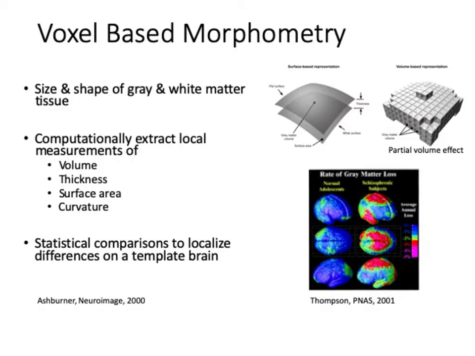In order to make statistical comparisons between multiple subjects for specific regions, each of the individual brains has to be registered to a common coordinate system. This common coordinate system is known as a template or atlas or reference brain.